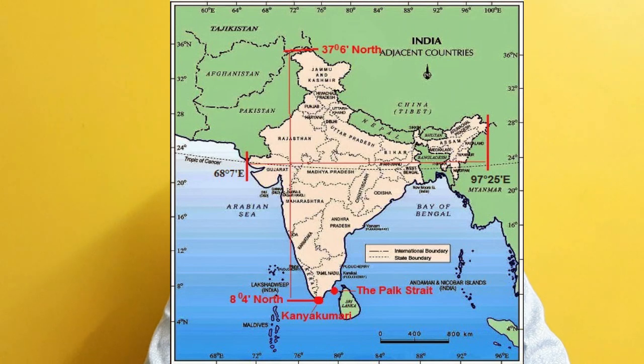Now, India's geographical position, its geographical location: on what latitudes and what longitudes India can be found. As we have discussed earlier, India is in the northern hemisphere. In the northern hemisphere, India stretches from 8 degrees 4 minutes to 37 degrees 6 minutes. Similarly, in longitudinal position, it is from 68 degrees 7 minutes to 97 degrees 25 minutes.